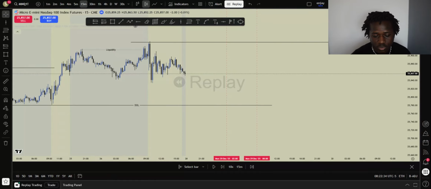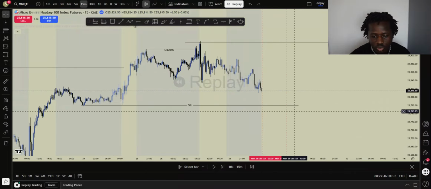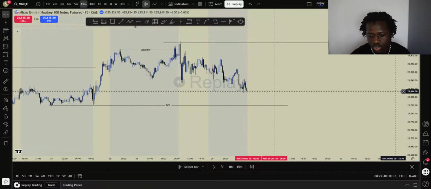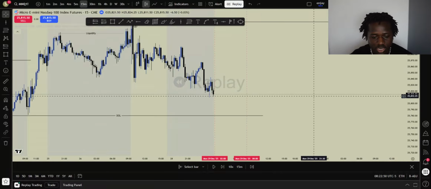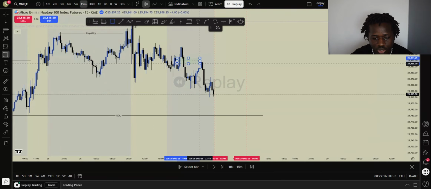Now I just want to play this out because I'm using the bar replay function, obviously. Okay, on the 15-minute, this is what price looks like. Price is pretty close to our draw on liquidity, and we can see that we are clearly respecting bearish PD arrays, and we are respecting bearish market structure.